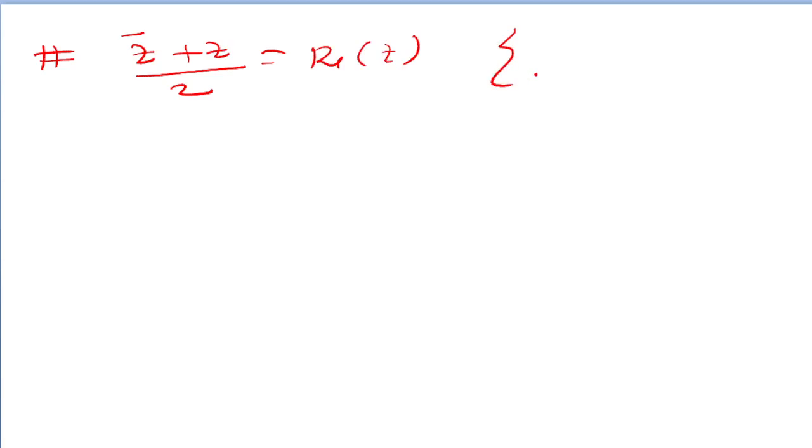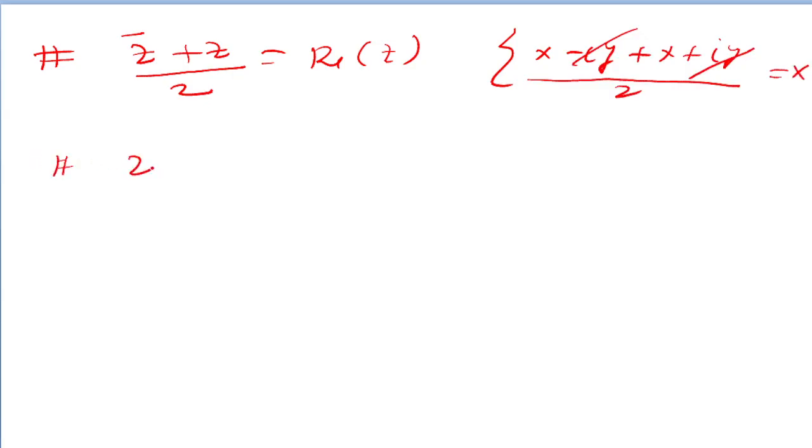And the beautiful thing about the conjugate is that if the complex number is z and the corresponding conjugate is added and divided by 2, it is nothing but the real part of z. Okay, you can check it. Let's say x minus iy plus x plus iy divided by 2, the iy cancels, I get x, that is the real part. Similarly, z minus z bar divided by 2i will be the imaginary part of z.